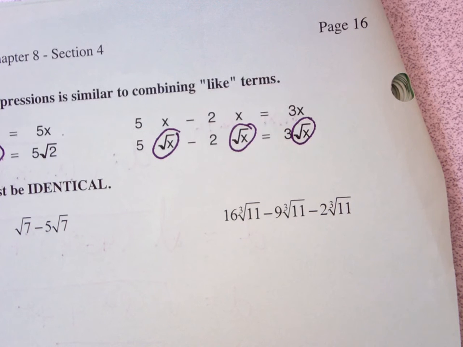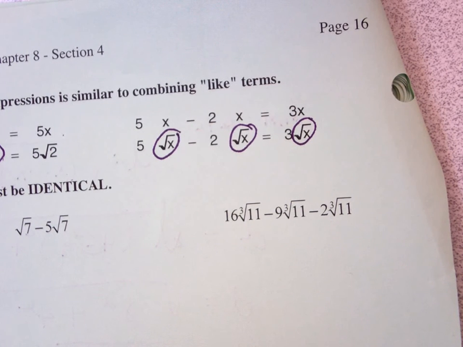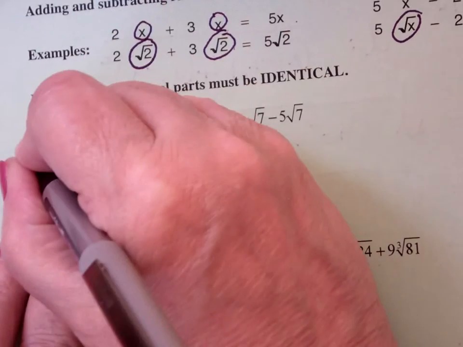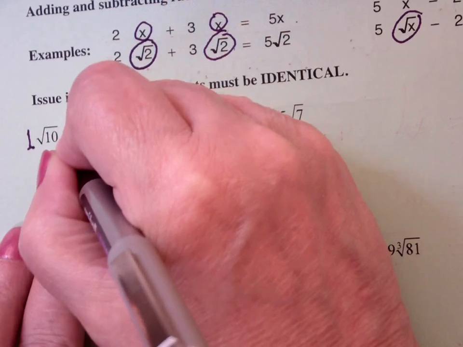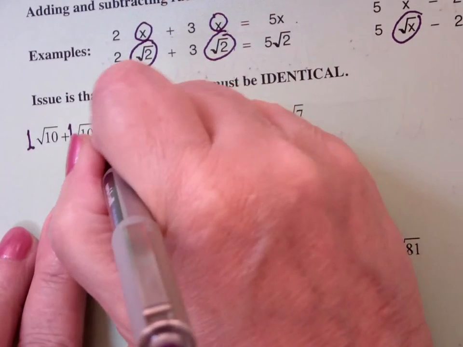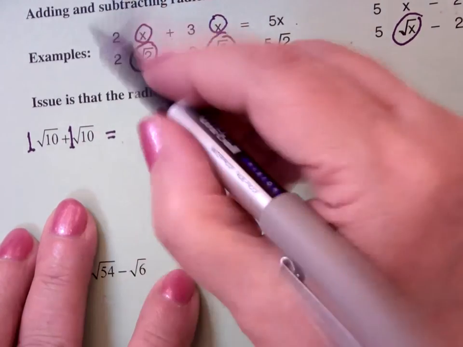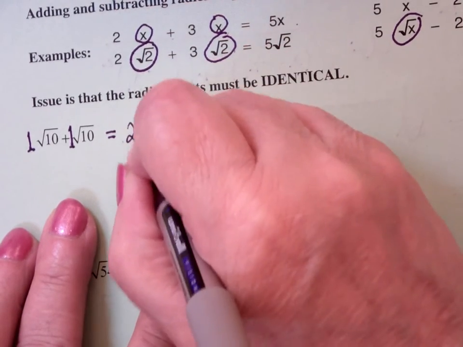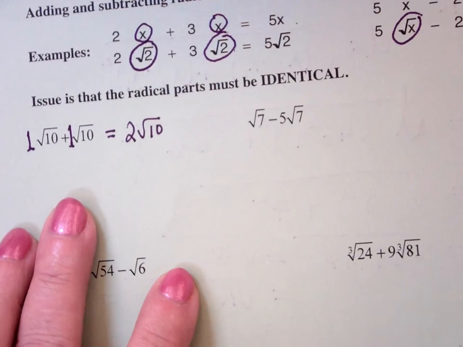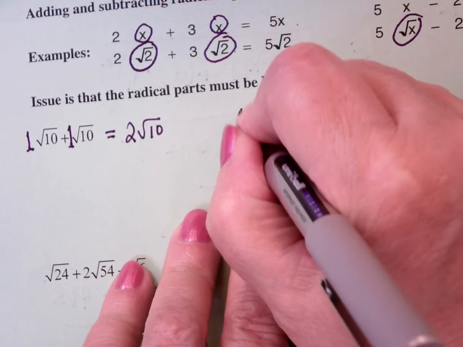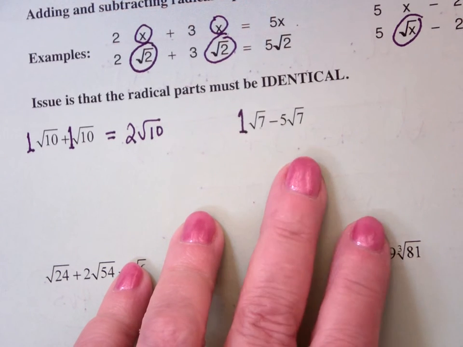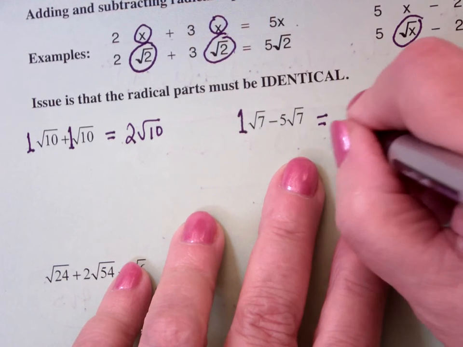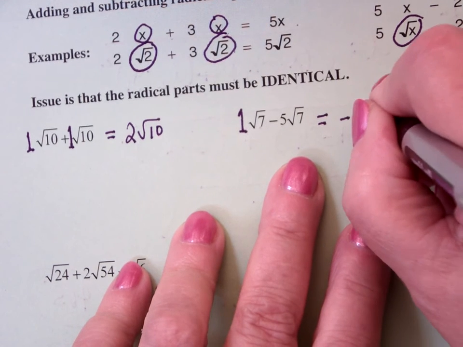But they have to be like radicals. They have to be identical, because you're counting how many you have. Now, if I take a look at this problem, I have 1 square root of 10 plus 1 square root of 10, which is going to give me what? 1 square root of 10 plus 1 square root of 10 is 2 square roots of 10. And 1 square root of 7 minus 5 square roots of 7 is minus 4 square roots of 7.